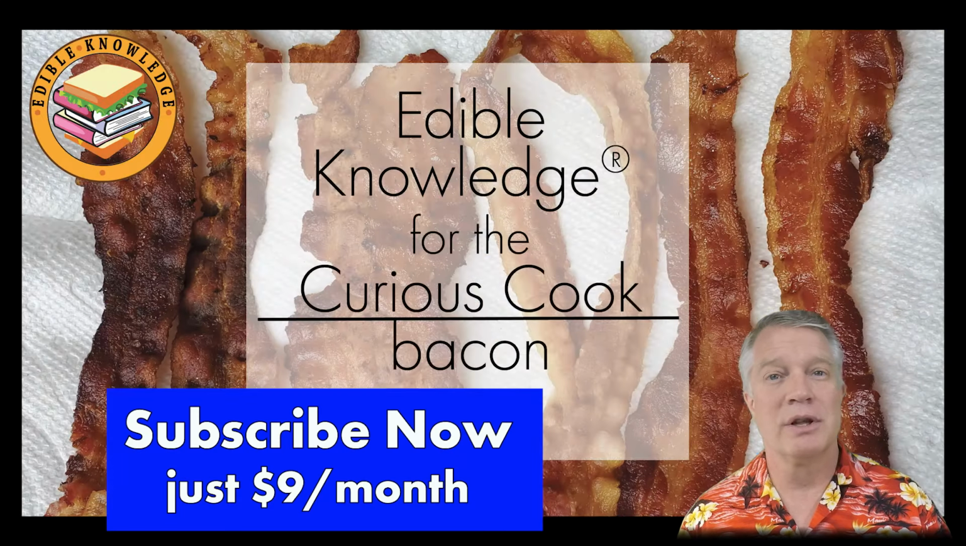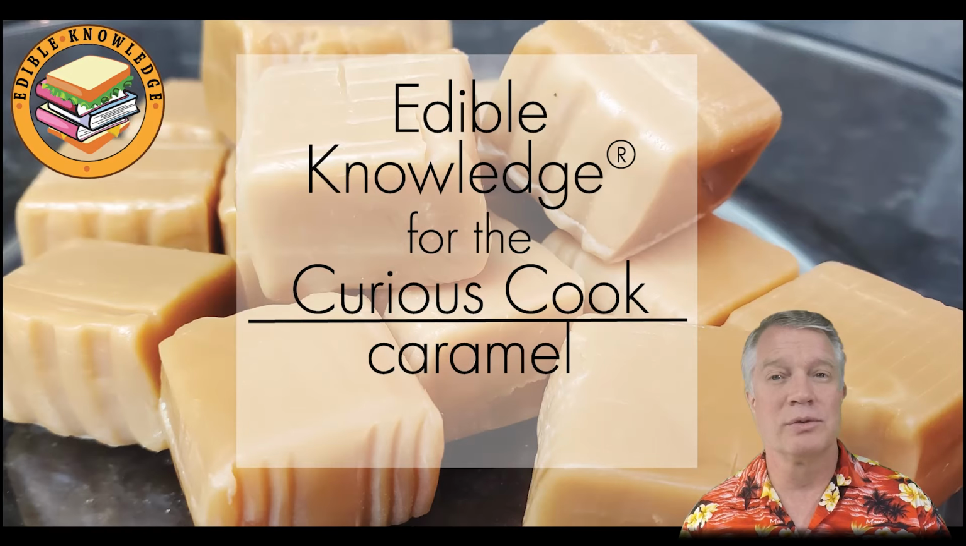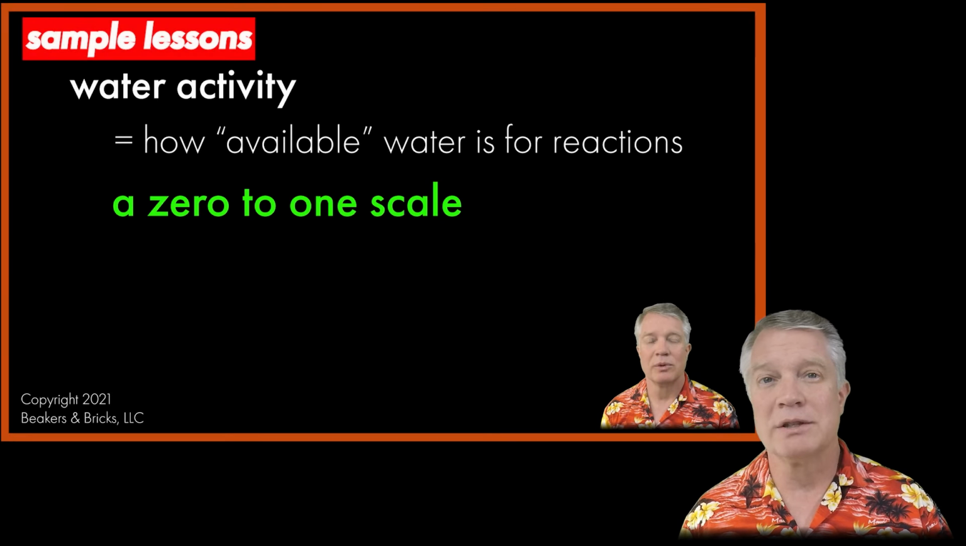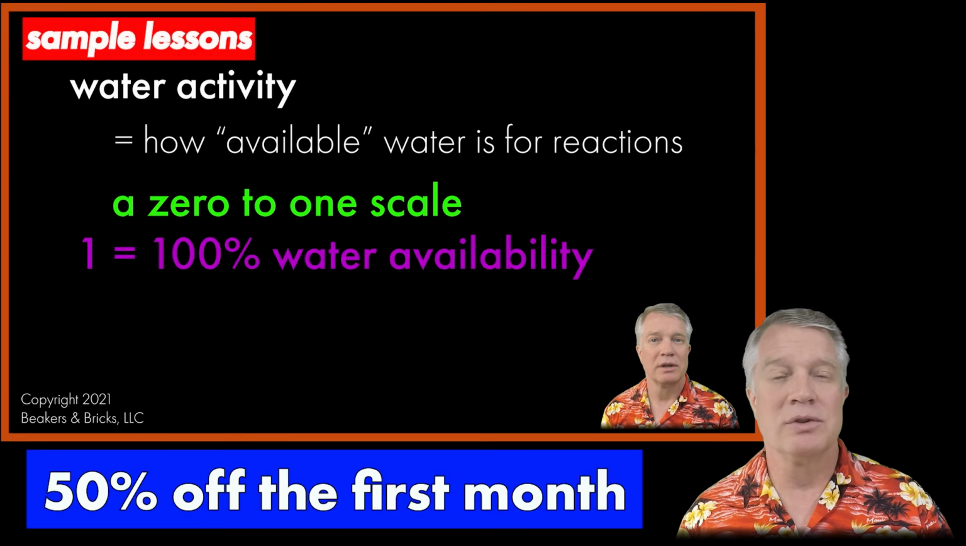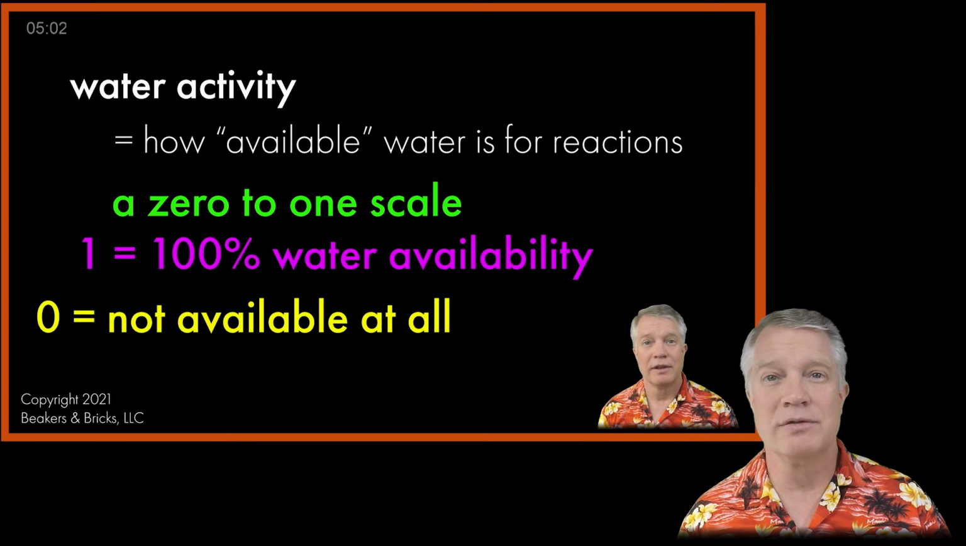In each Edible Knowledge for the Curious Cook short 30 to 60 minute course, I choose a food and pick it apart. In entertaining video lessons, each 3 to 5 minutes long, I teach you about each ingredient and tell you what it is, where it came from, and what its role is in the food.